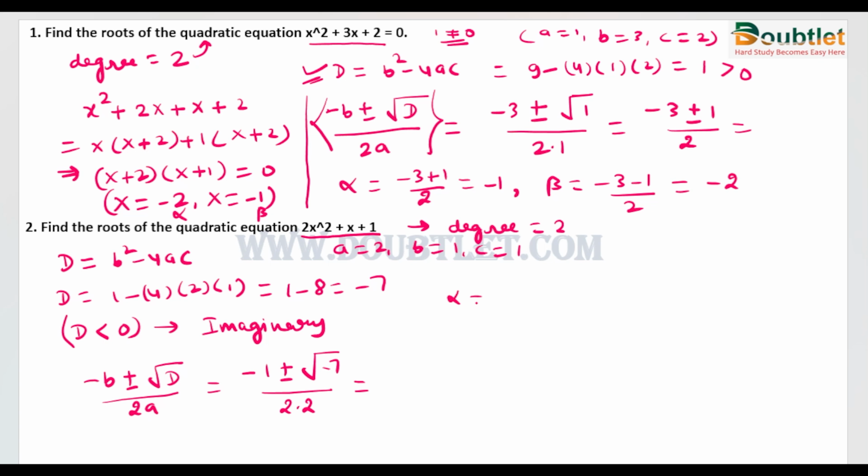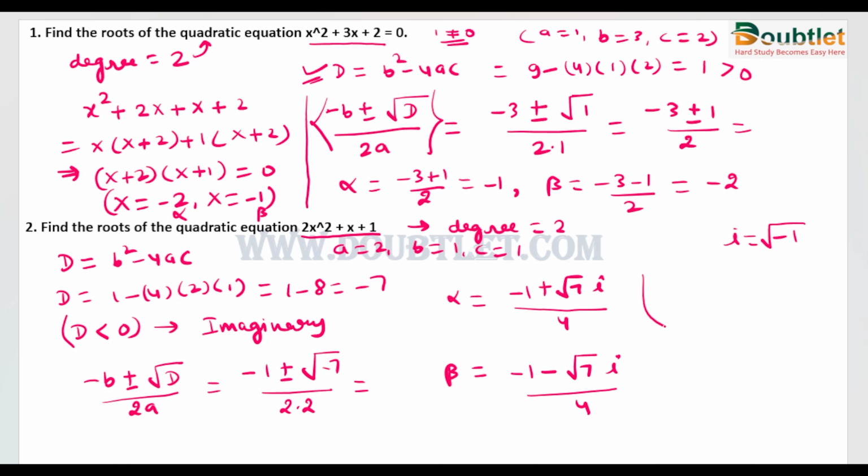For alpha, we will consider the positive sign. So it will become minus 1 plus root 7 iota, because iota is minus 1 under root, divided by 4. And for beta, we will take the minus sign. So it will be minus 1 minus root 7 iota divided by 4. So these are the two roots of this equation. And these are complex conjugates, because the coefficient of the imaginary term iota differs by a minus sign, and rest all the terms are same. So these are the roots.